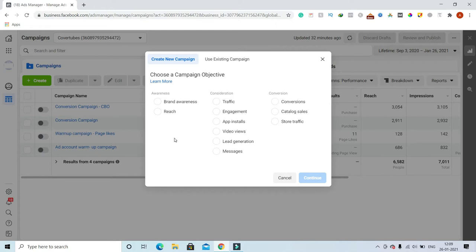Now the first thing is awareness. As its name suggests, this objective is based upon letting other people know about your business or your client's business. You are going to make people aware of your business, and this awareness objective is divided into two parts. The first is brand awareness and the second is reach. What exactly brand awareness is, what exactly reach is, and the difference between both, we are going to talk about later. But the first thing is awareness.